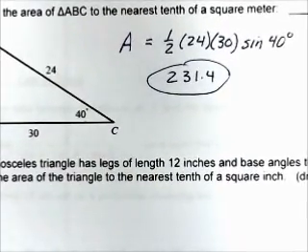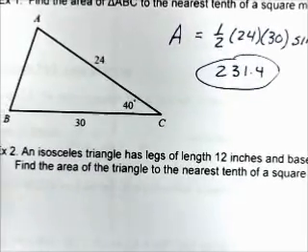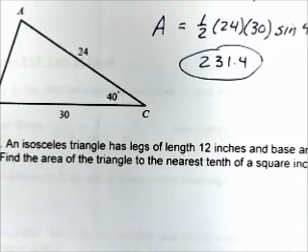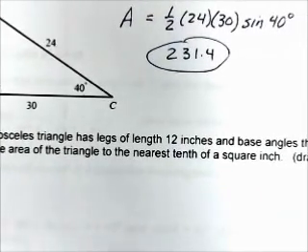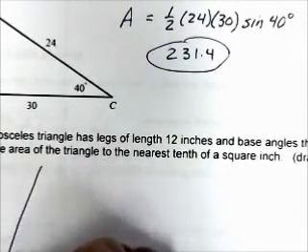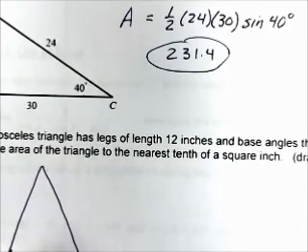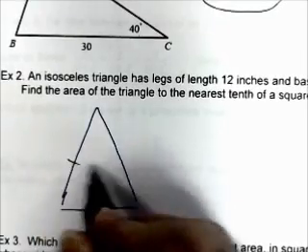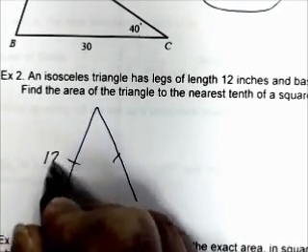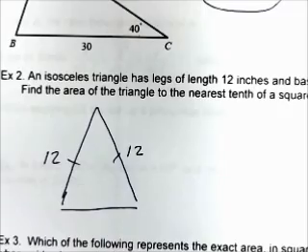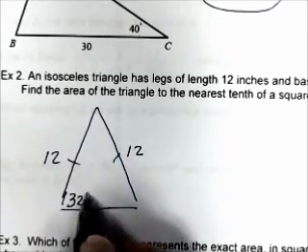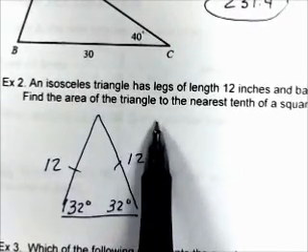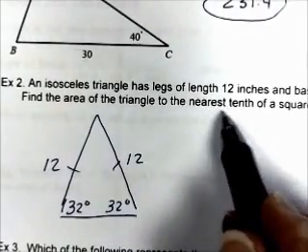The next example, an isosceles triangle has legs of lengths 12 inches and base angles that measure 32 degrees each. Draw a diagram. Isosceles triangle, the lengths of the legs are 12, the base angles are 32 degrees each. We want to find the area of the triangle to the nearest tenth of a square inch.